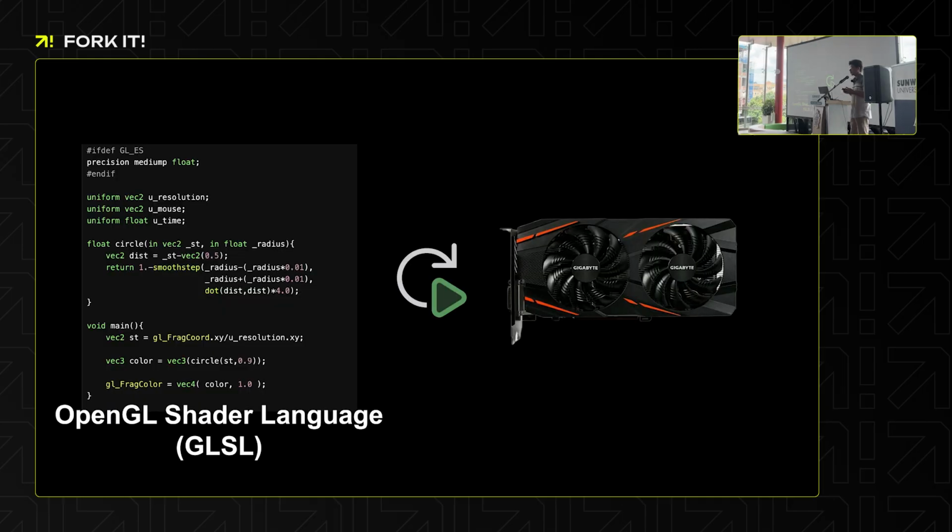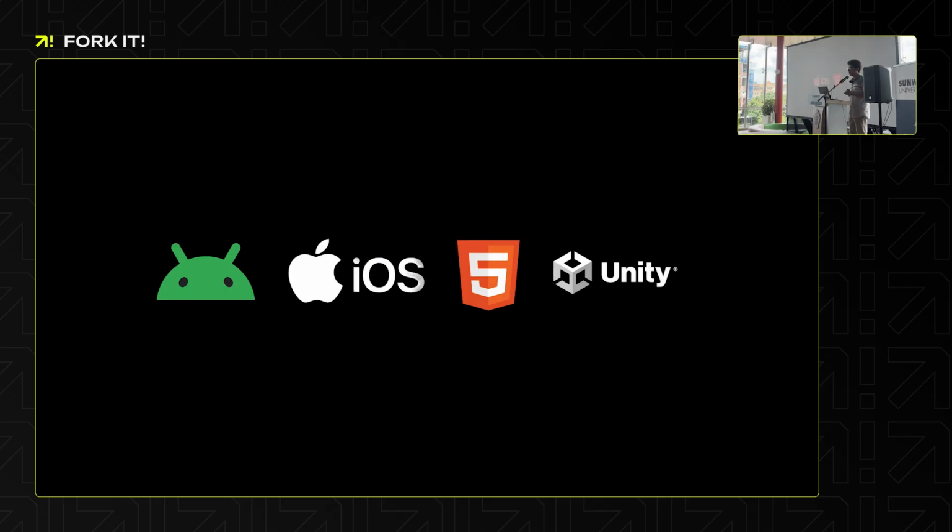So a shader is code that runs on the GPU, and we use a specific language for that. You can't use just any language. You need a specific one, which is GLSL, and that's the language that we are going to use today. You can run shaders on Android, iOS, web, in Unity, in gaming, or any other gaming framework. So it can be used everywhere.